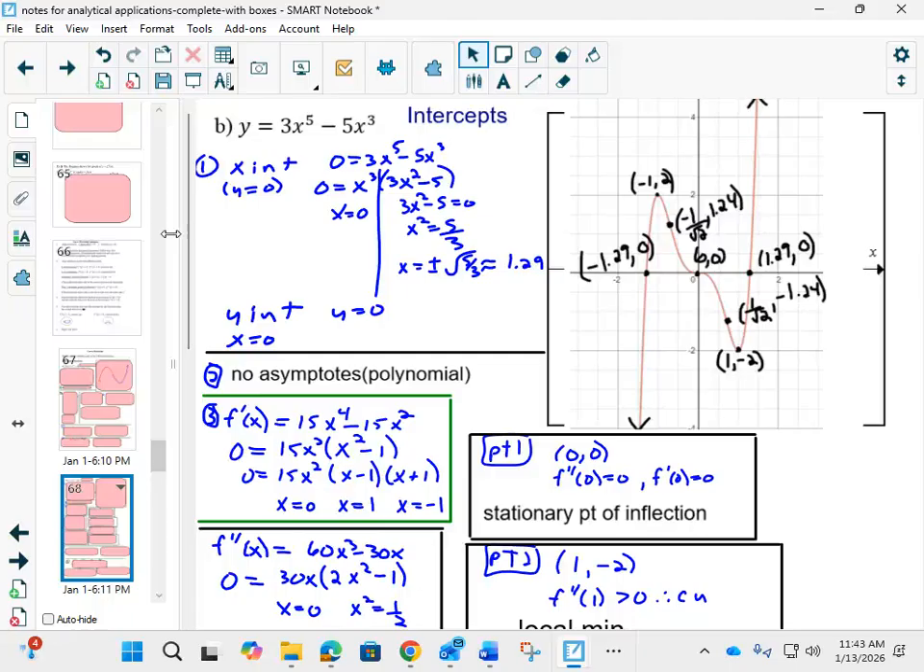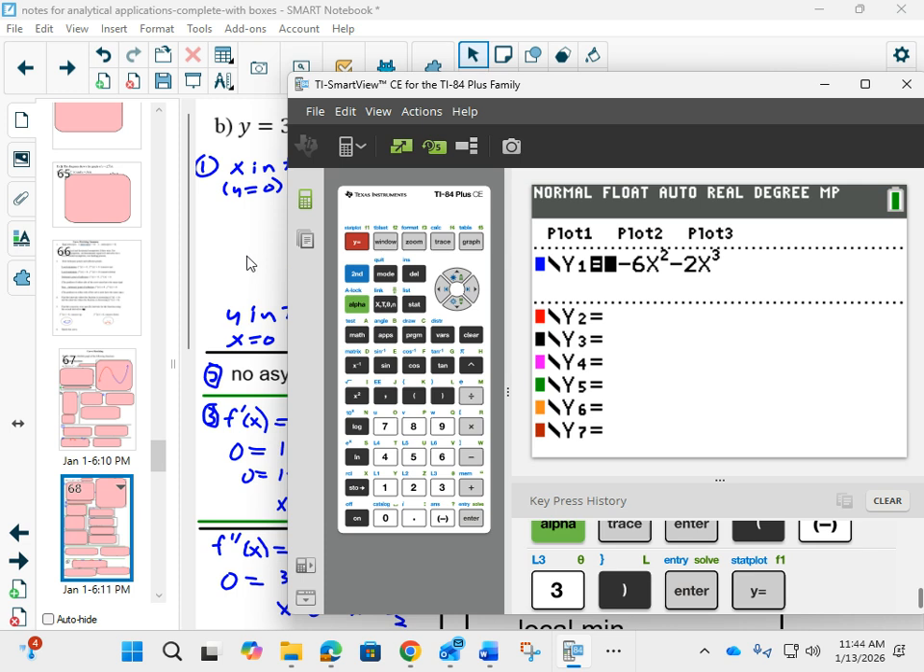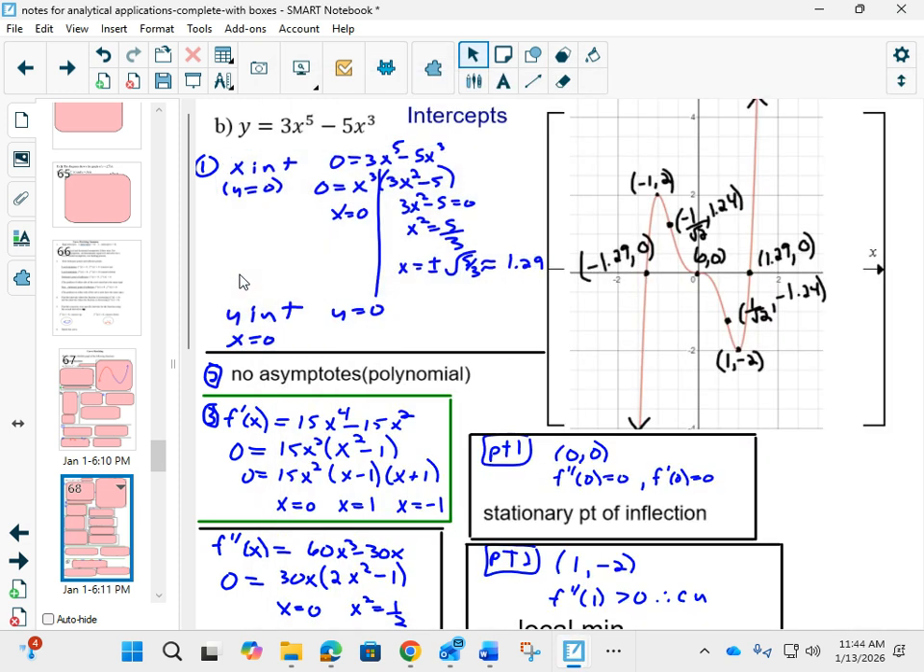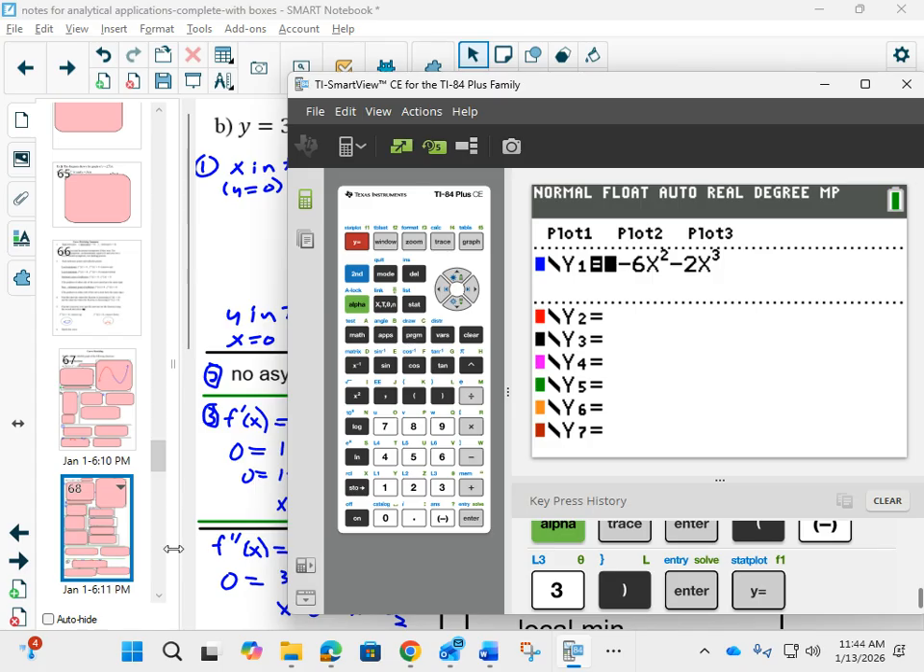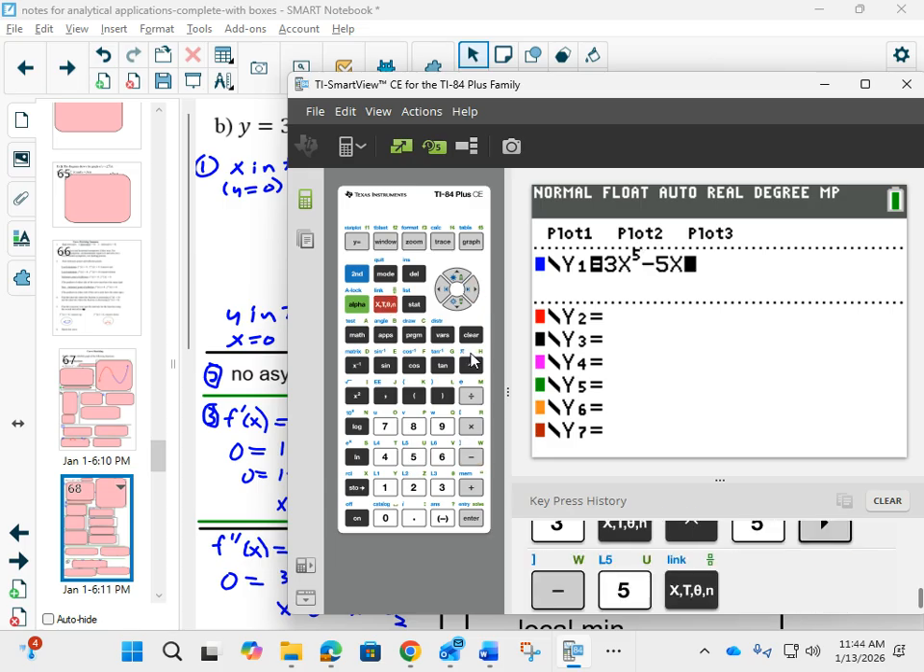Remember that? If you graph the derivative, your inflection points are going to be maxes and minimums of your derivative graph. So I could go to my calculator here, go to y equals, and type in 3x to the 5 minus 5x cubed. Clear this out. 3x to the 5 minus 5x cubed.